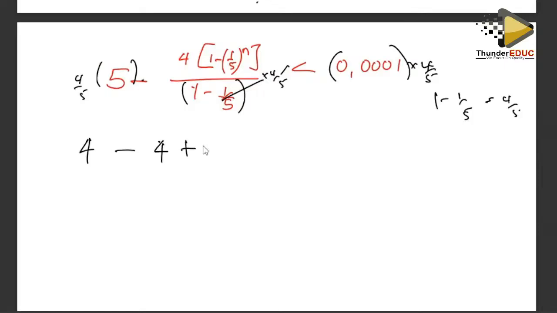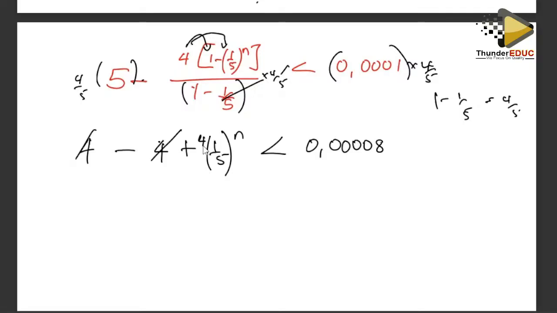Minus and a minus is a plus, 1 over 5 to the exponent of n is less than, this is 0.8. You simplify that. It's going to be something like 0.28. So this cancels that because 4 minus 4 is 0. Then we are left with a dilemma. Now there's a 4 here, this 4, and then that 4. So the next step is to divide both sides by 4.